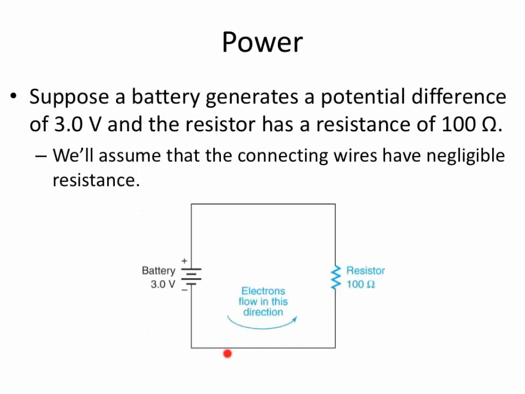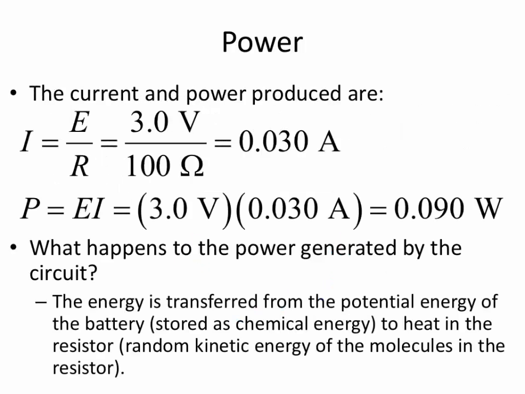Now let's suppose that we have this circuit shown down here. We have a battery over here, and that battery generates a potential difference of 3 volts, and the resistance that we have over here has a resistance of 100 ohms. We're going to assume that the connecting wires up here and down here have a negligible resistance. Now note here that the electrons are flowing in a counterclockwise direction around this circuit because they're going to be repelled by the negative end of the battery, and they will then be attracted to this positive end of the battery. So in this case, the current and power produced in our circuit are given here.